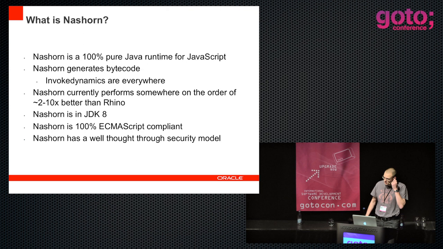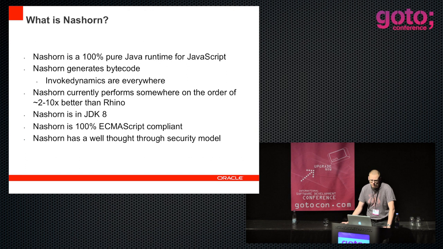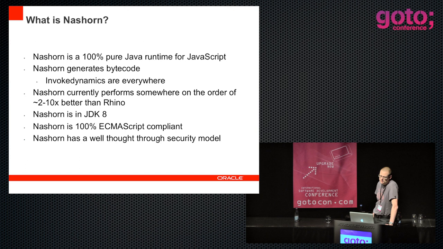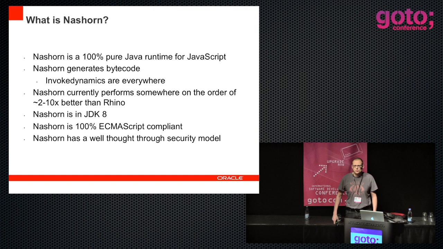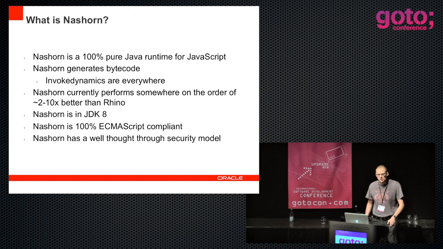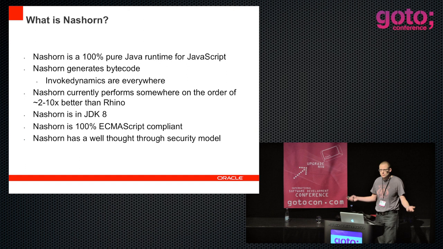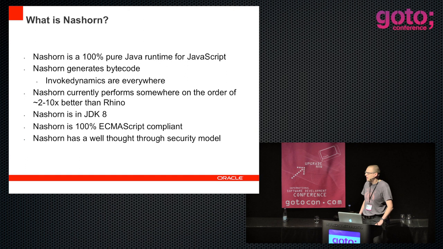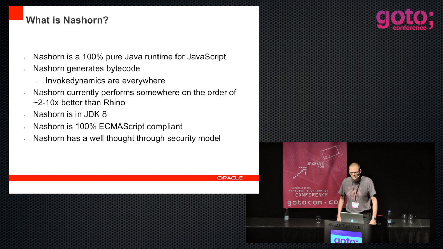And Nashorn currently performs somewhere on the order of, well, it's like pulling some figures out of the air here, 2 to 10 times better than Rhino on any arbitrary work, any arbitrary job. It's in JDK 8. It is also fully ECMAScript compliant, which means that we run the 11-something-thousand tests from ECMA that makes sure we can call ourselves JavaScript. We were actually the first JavaScript implementation in the world to do that. I mean, V8 had 98% when we had 100 or something, but I don't think we are anymore. Not that it matters overly much, but we had to make sure we were compliant before we started tweaking performance dials. And we have a well-thought-through security model.